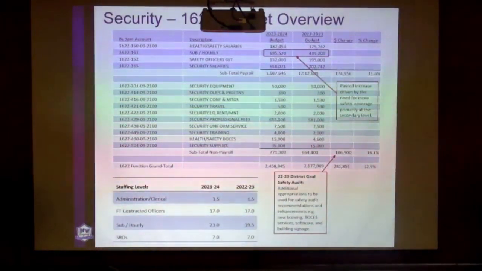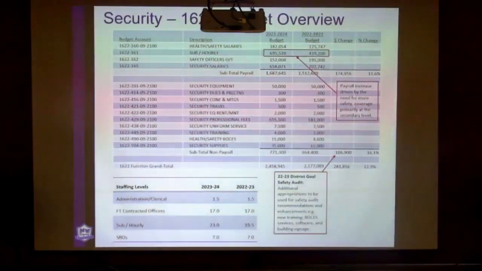Just a quick question. What is the difference between the 161, 165, and 429 lines? So this line, this line, and this line? Right. Okay, so this line, professional fees, is paying for our school resource officers. In other words, it's like a fee, we're buying a service. And as I said, we also put some additional money in there to cover services that we may need for next year related to our safety audit.